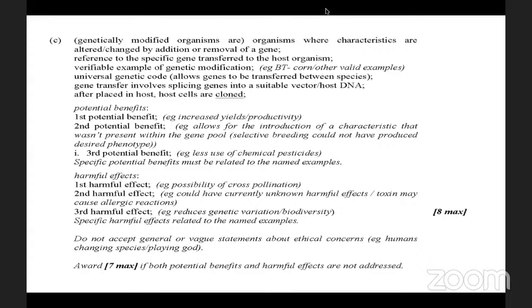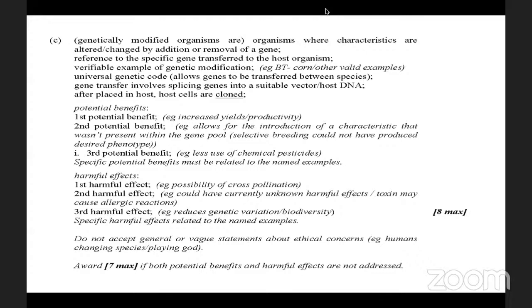Okay, so untuk potential benefit yang first, make sure kalau saya nak selamat, make sure the potential benefits and harmful effects yang kita tulis kat sini ada kaitan dengan example GMO yang kasih yang BT corn tu. So kat sini ditulis, first potential benefit is increase in yield or productivity. Second is allows for the introduction of a characteristic that wasn't present within the gene pool. And third potential benefit, less use of chemical pesticides.